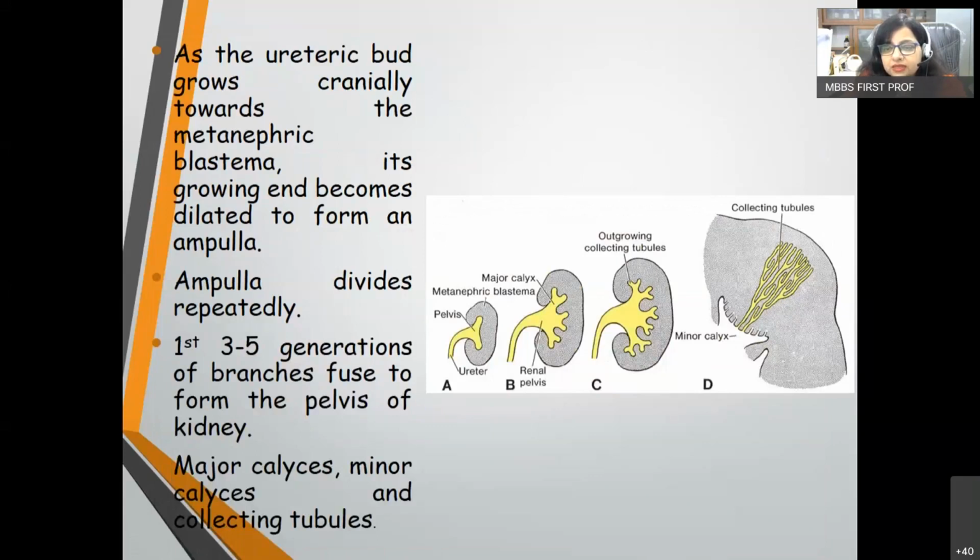So this is again a different picture to show you the renal pelvis, the branching, that is the major calyx, minor calyx, and the collecting tubules. These are the collecting tubules.